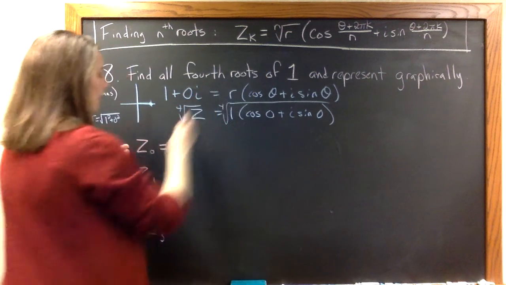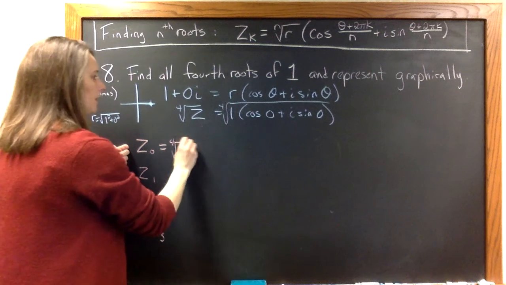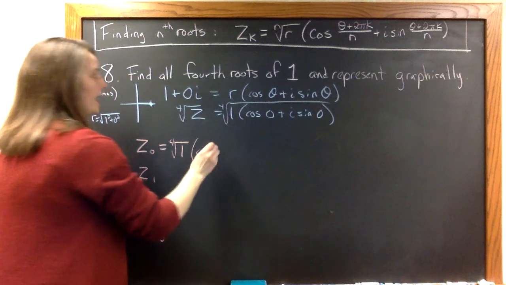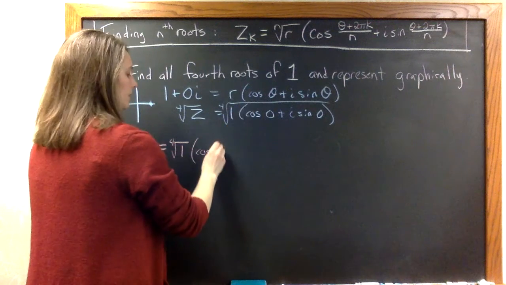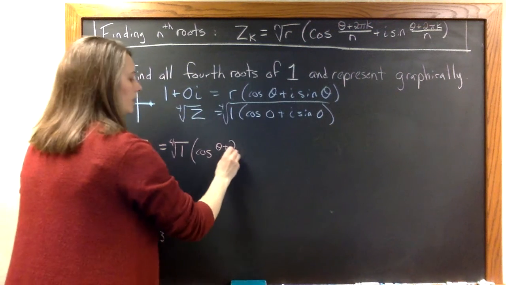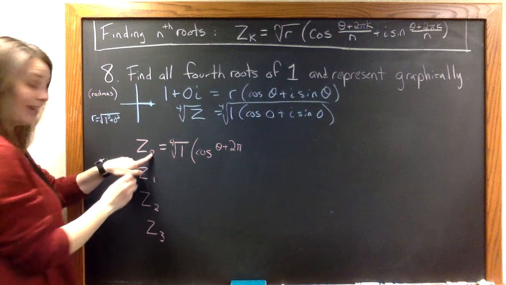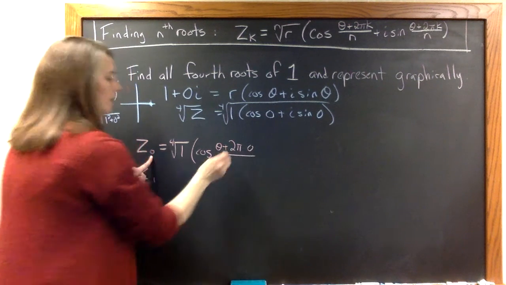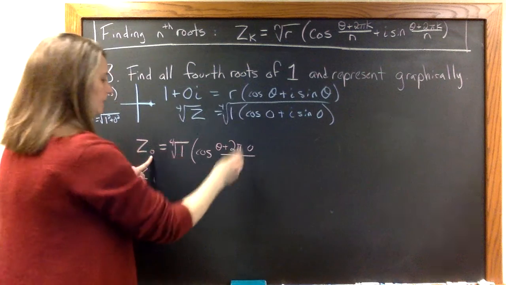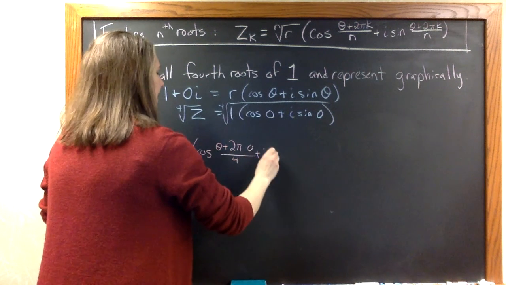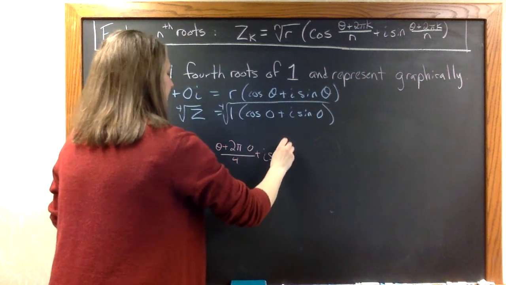It's the nth root of r. So we're doing the fourth root, and r is 1. And then cosine of theta plus 2 pi k. So 2 pi, and then k is this number right here. So this is going to be 0, divided by n. N is 4, fourth root. Plus i sine of the same thing.